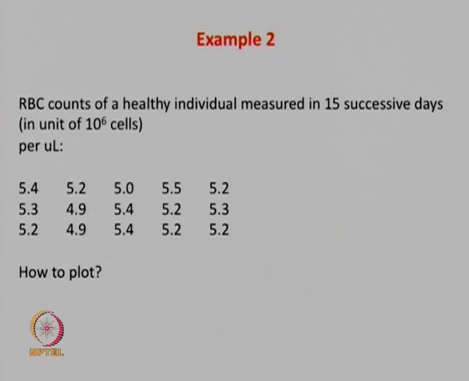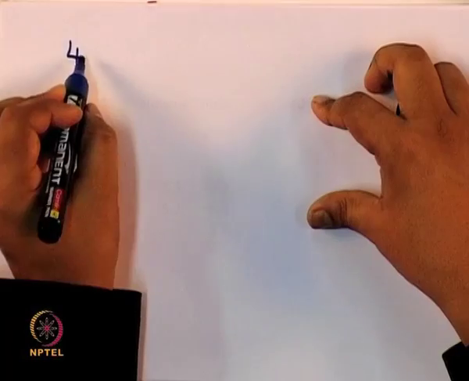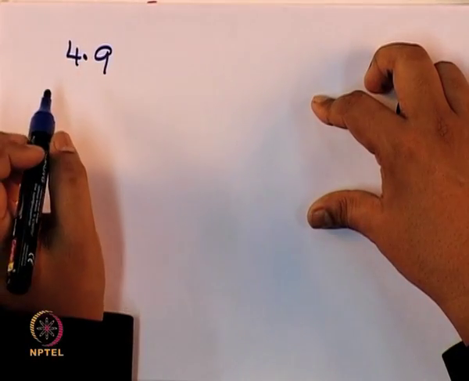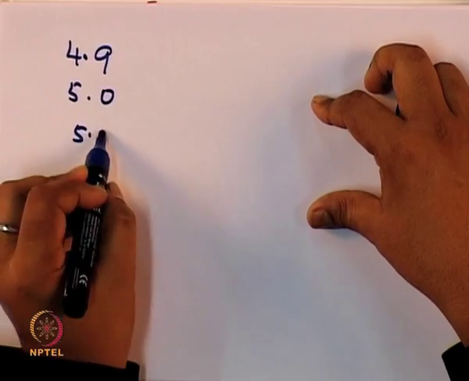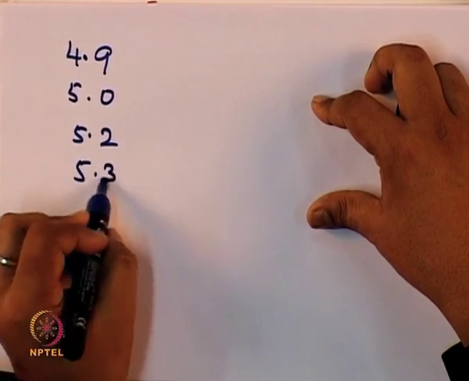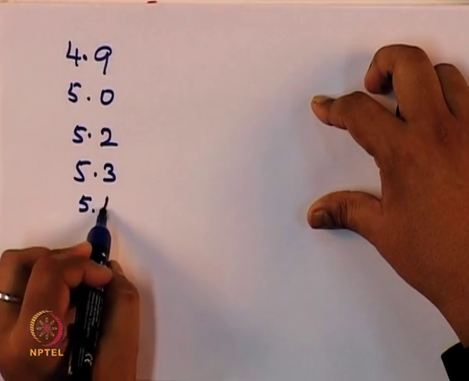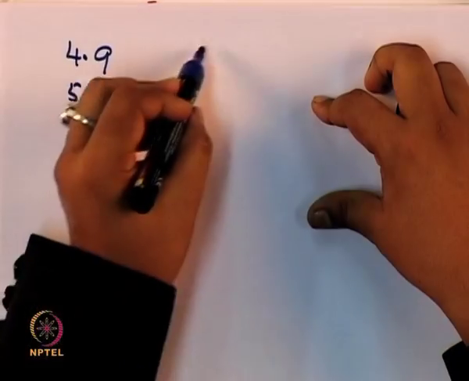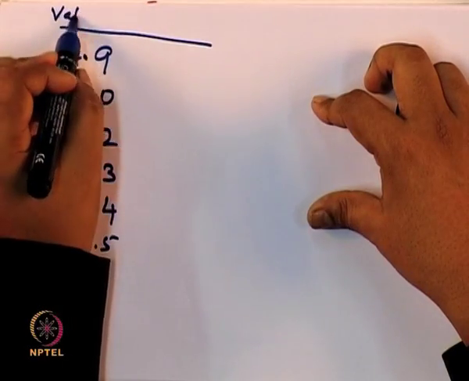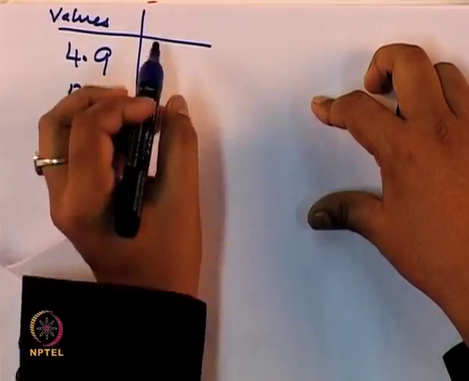So, if I were to look at the values which are occurring, I have 4.9, I have 5, I have 5.2, I have 5.3, I have 5.4 and I have 5.5. Okay. So, these are the values and I can plot their frequency.